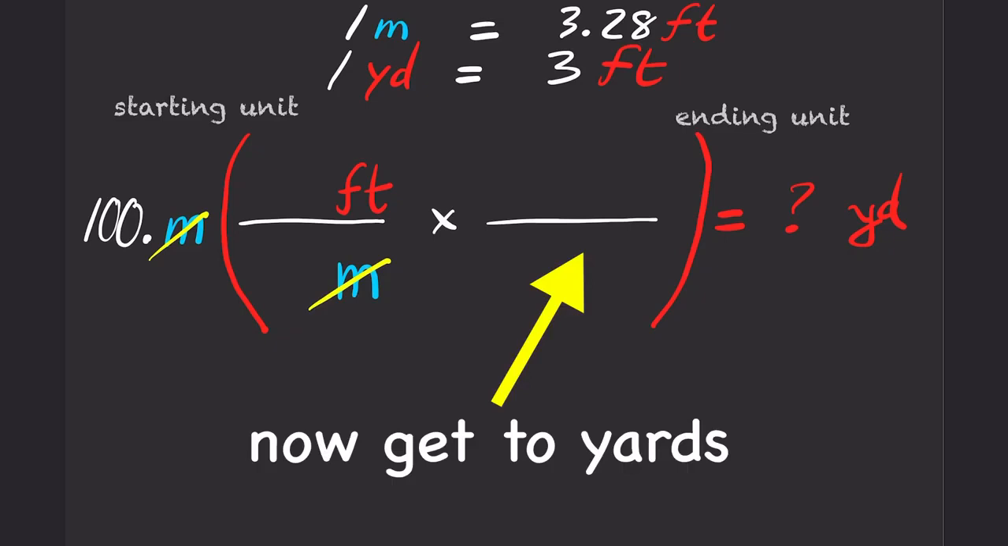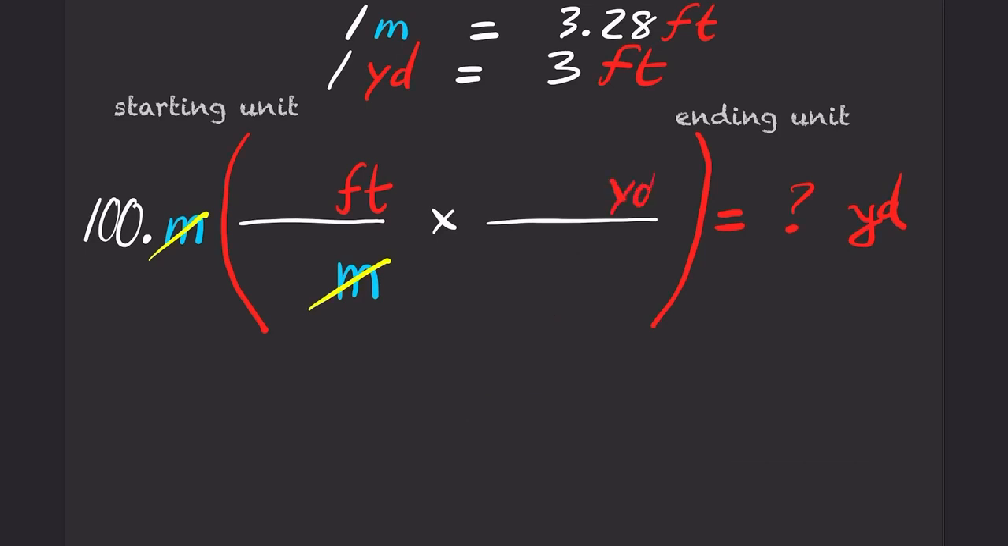We want yards. Notice that the second conversion factor will take us from feet to yards, using the relationship between feet and yards. If we put yard in the numerator and feet in the denominator, feet will cancel, and now the only unit left is yard, which is exactly what we want our ending unit to be.